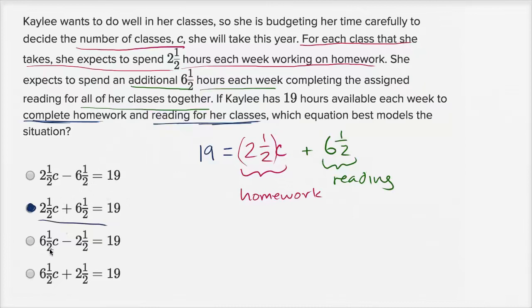These other choices, let's see, 6.5 times C. Well, this would imply that you're spending 6.5 hours per class, so that's not right. And then this is also 6.5 times C, so that's not going to work out either.